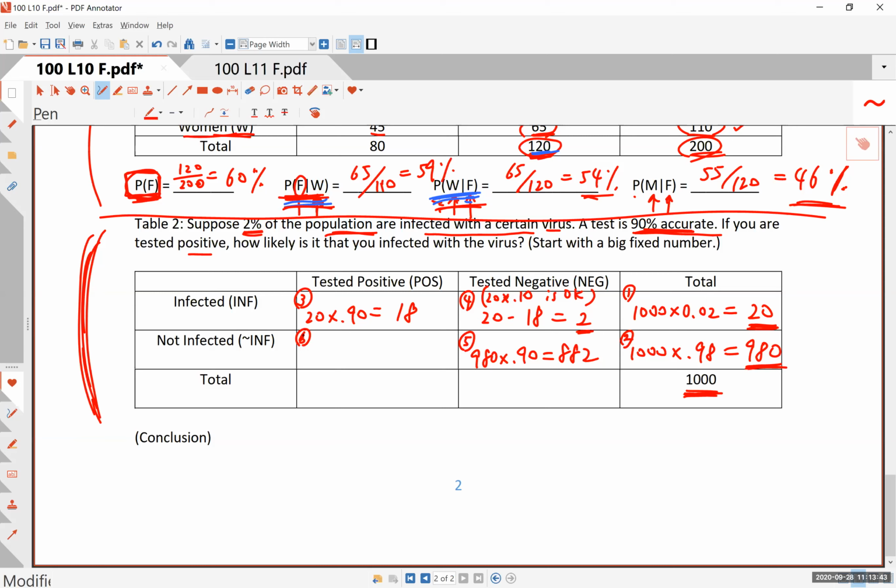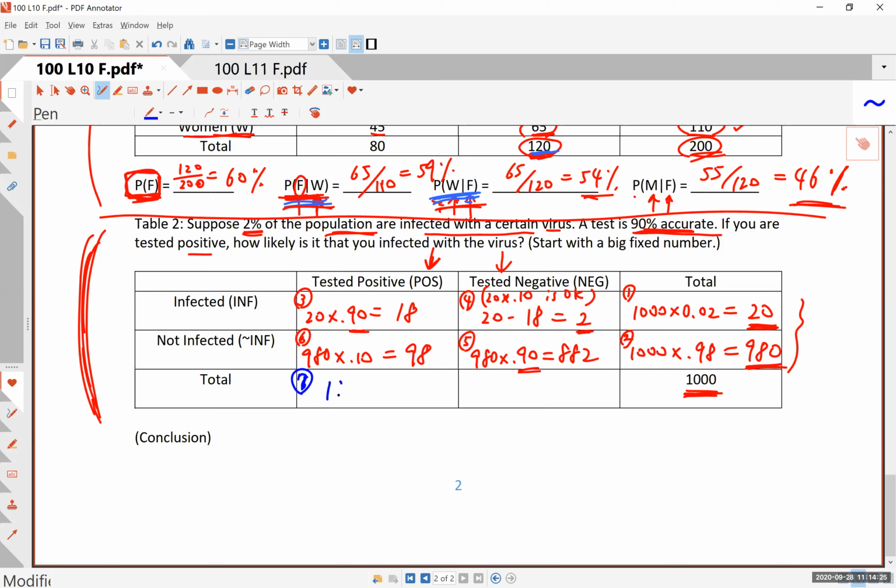But unfortunately, out of these 980 people who don't have the virus in reality, 10% of them will test positive because the test is not 100% accurate. That's 98 people. Okay, so I hope you followed me as I filled in these 6 blanks. You start with the total numbers here, okay? And then for these 2 columns, you multiply by 90% here for the positive case and 90% here for the negative case. And so that's how you apply these. Okay, now you get to add these numbers. 18, okay, so let's say this is number 7.